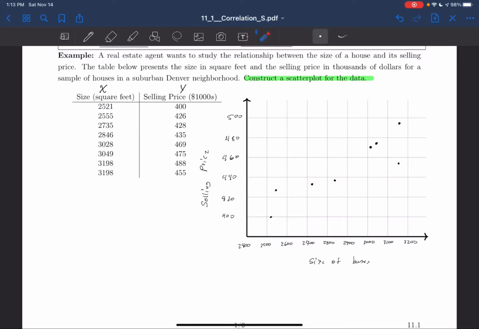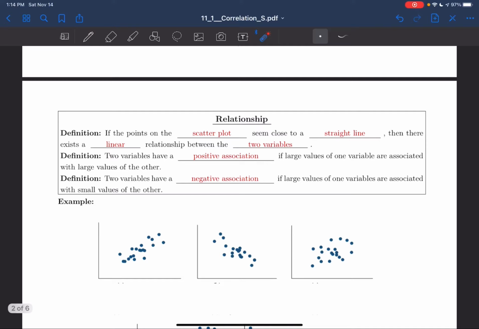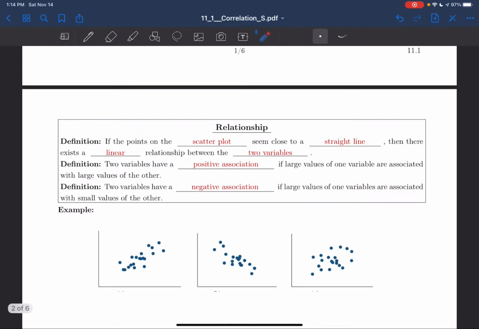And that's what we're going to talk about next: trying to see what kind of relationship we have by looking at our scatter plot. Let's go over some definitions. If the points on the scatter plot seem close to a straight line, then there exists a linear relationship between the two variables. If you look back here, it seems like there is a straight line, so we could say that this is a linear relationship. But we could go even further than this.